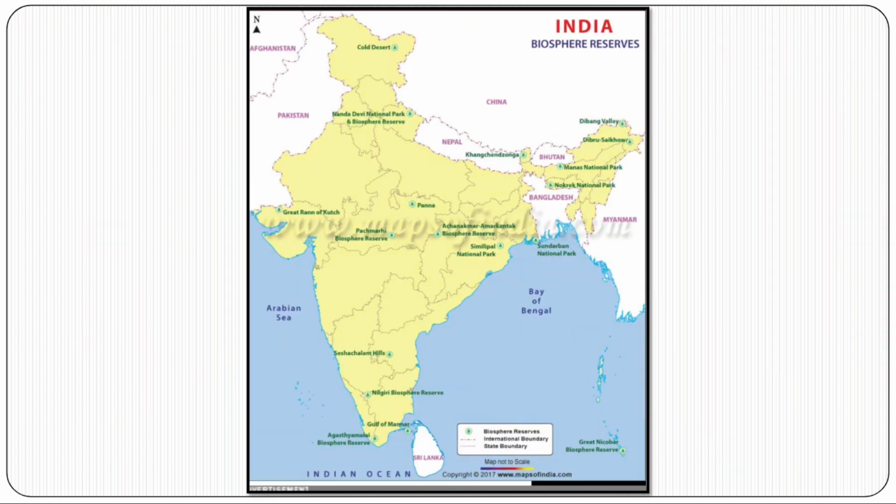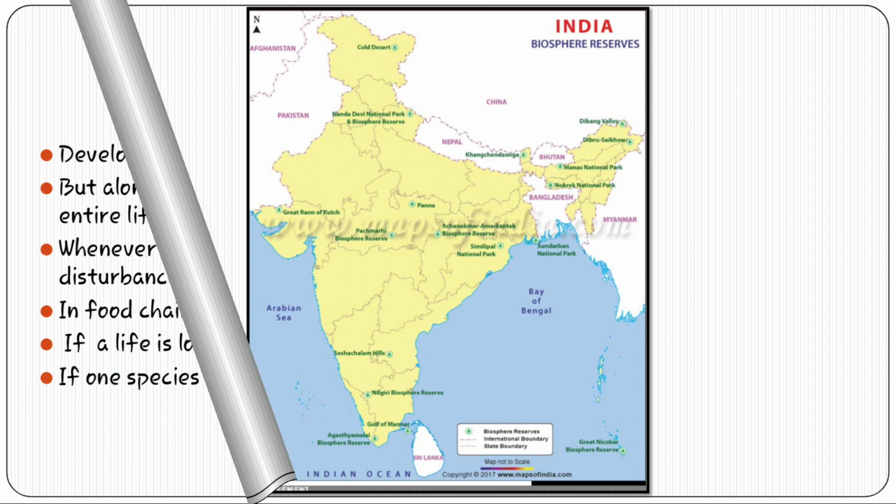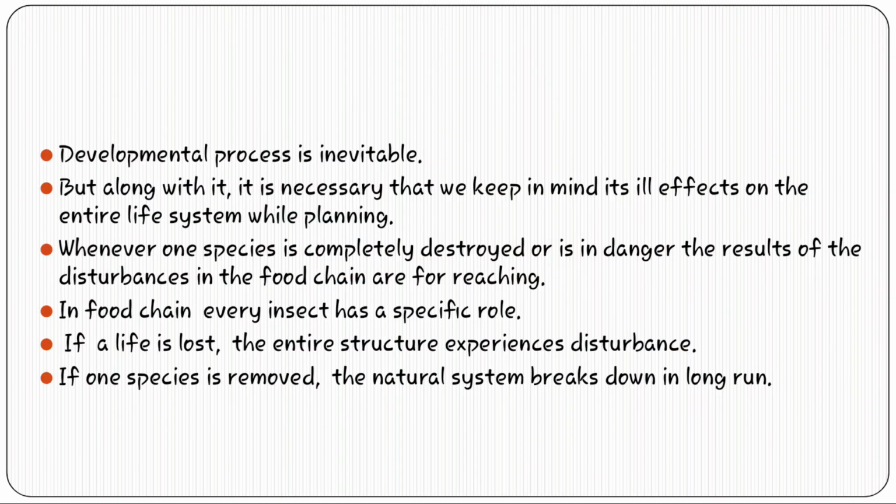In this map you will be able to see the main bioreserve zones of India. Why has the Government of India introduced different bioprotection zones, national parks and sanctuaries? What was the use of this? What is the importance of it?